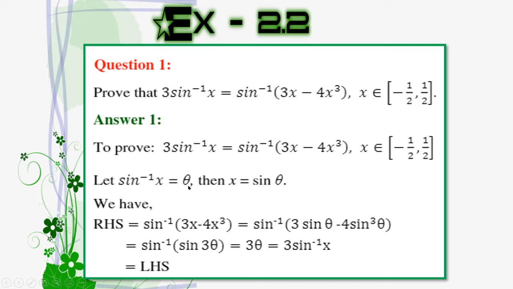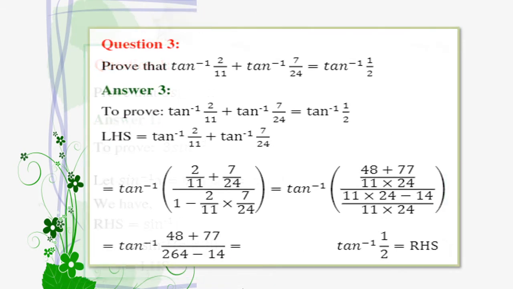Let's say sin inverse x equals theta. Taking sine on both sides, x is equal to sin theta. Right? Now let's take the right hand side and put the value of x. So 3 sin theta minus 4 sin cube theta is sin 3 theta. Sin inverse and sin cancel. The answer is 3 theta, and put the value of theta back. So it is equal to the left hand side.